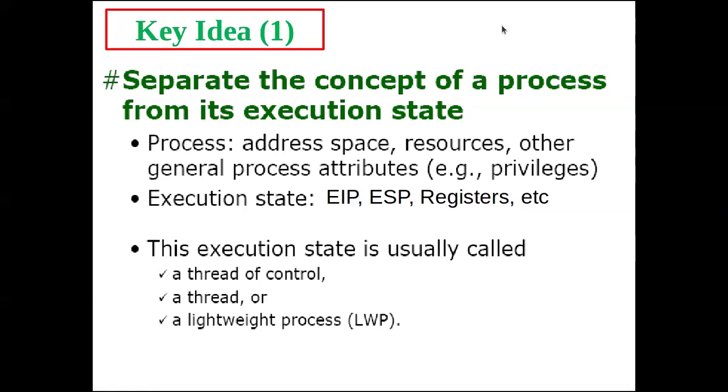So let us summarize what we saw right now. A process contains address space, resources, attributes. Execution state contains EIP, ESP, registers. These two can be separated, and the execution state is called a thread.